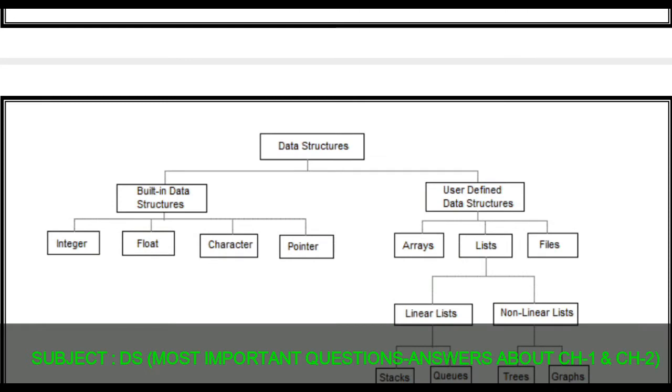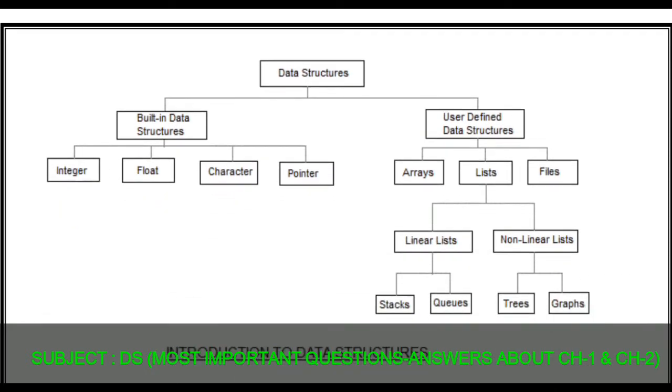Here is the classification of data structure. Data structure is classified into two: built-in data structure and user-defined data structure. Built-in data structure contains primitive data types such as integer, float, character and pointer, and user-defined data structure contains array, list, files. List is considered as two types, linear list and non-linear list. Linear list is considered as stack and queue, and non-linear list is considered as tree and graph. So this is the introduction about data structure.